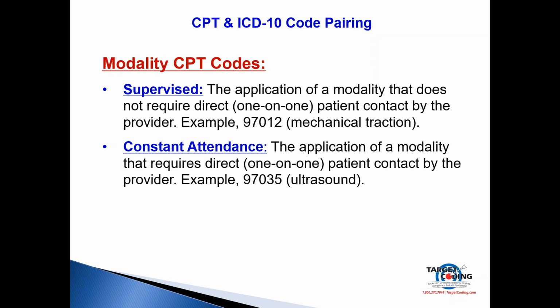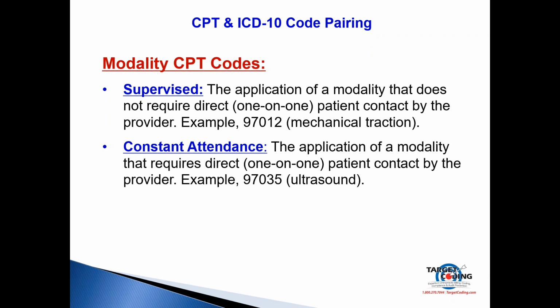Example, 97012, mechanical traction. Those of you that offer mechanical traction in your practice, you could set the patient up on traction. Now, who can set the patient up on traction? That's a state-specific scope of practice issue. In some states, chiropractic assistants cannot set the patient up on traction or turn the machine on. In other states, they can do it. So make sure you know who's considered a qualified healthcare professional versus a clinical staff member who could perform the service, who's not allowed to within your scope.